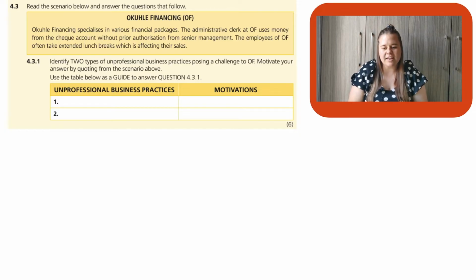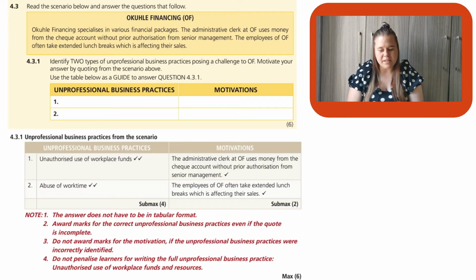Okukle Financing specializes in various financial packages. The administration clerk at OF uses money from the check account without prior authorization from senior management. The employees of OF often take extended lunch breaks, which is affecting their sales. Problems there, just a few.